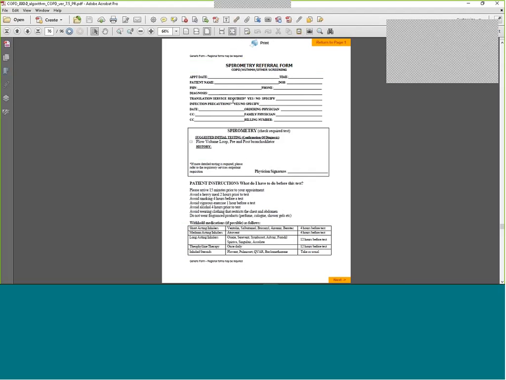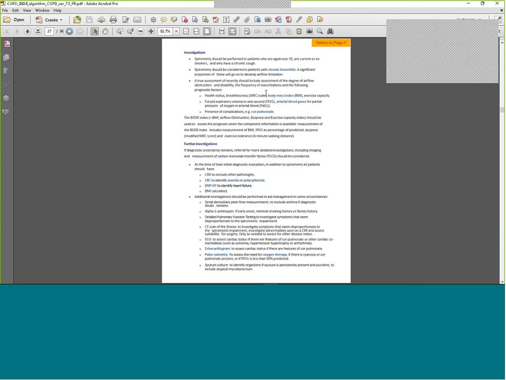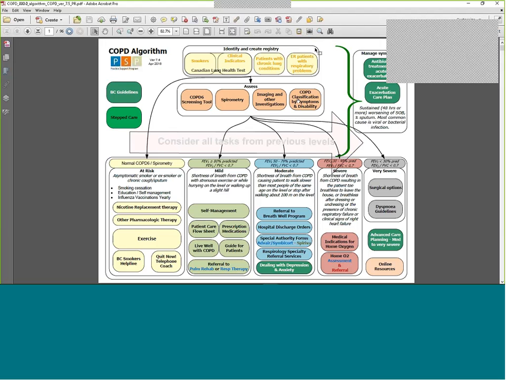And that goes the same with spirometry form, the testing, and any other investigations that are used in there. Questions?